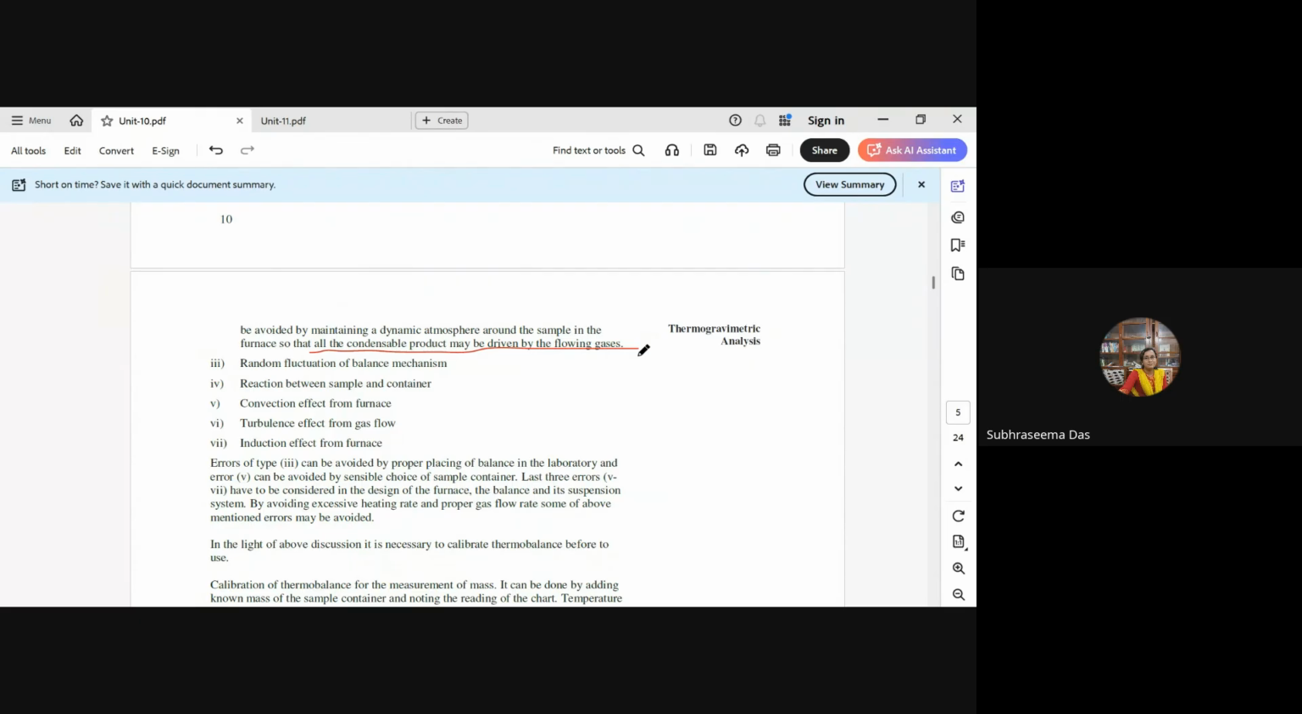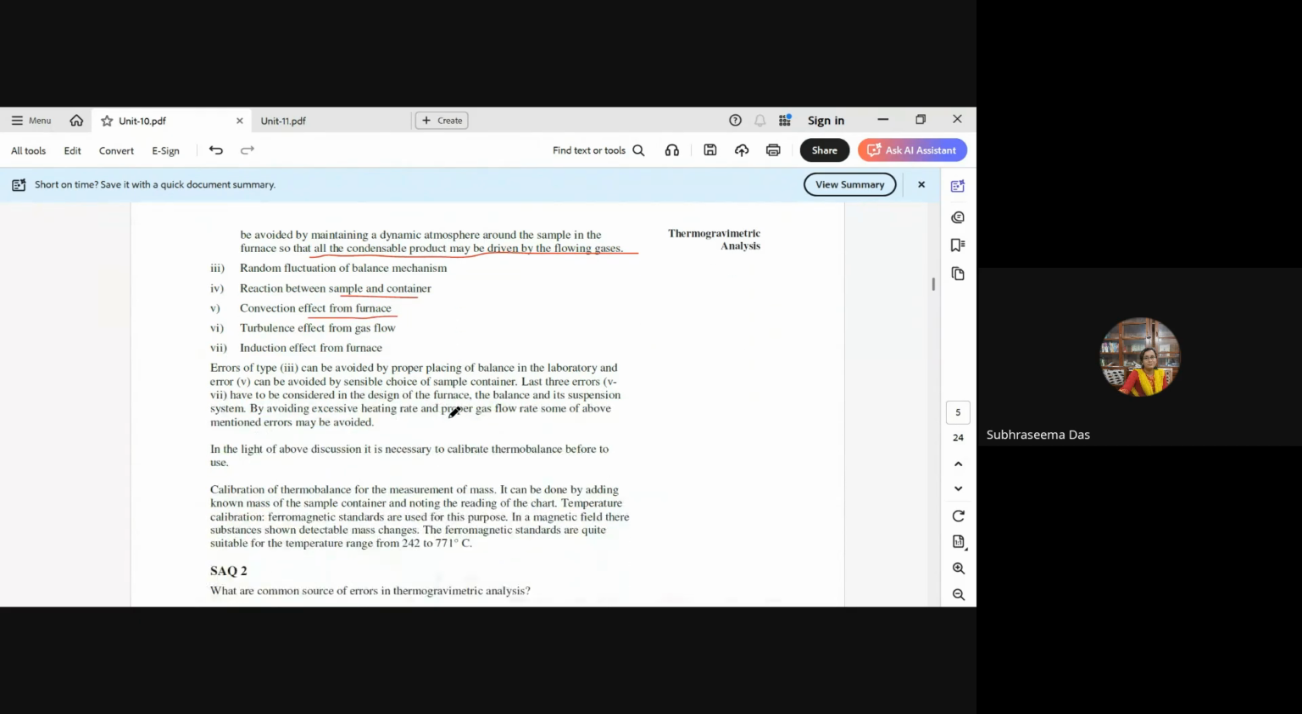Then comes the random fluctuation of the balance mechanism. If there is any reaction between the sample and container, we also see an error. If there is a convection effect from the furnace, then error also arises. If there is a turbulence effect from gas flow, since TG is always carried out in a nitrogen atmosphere.